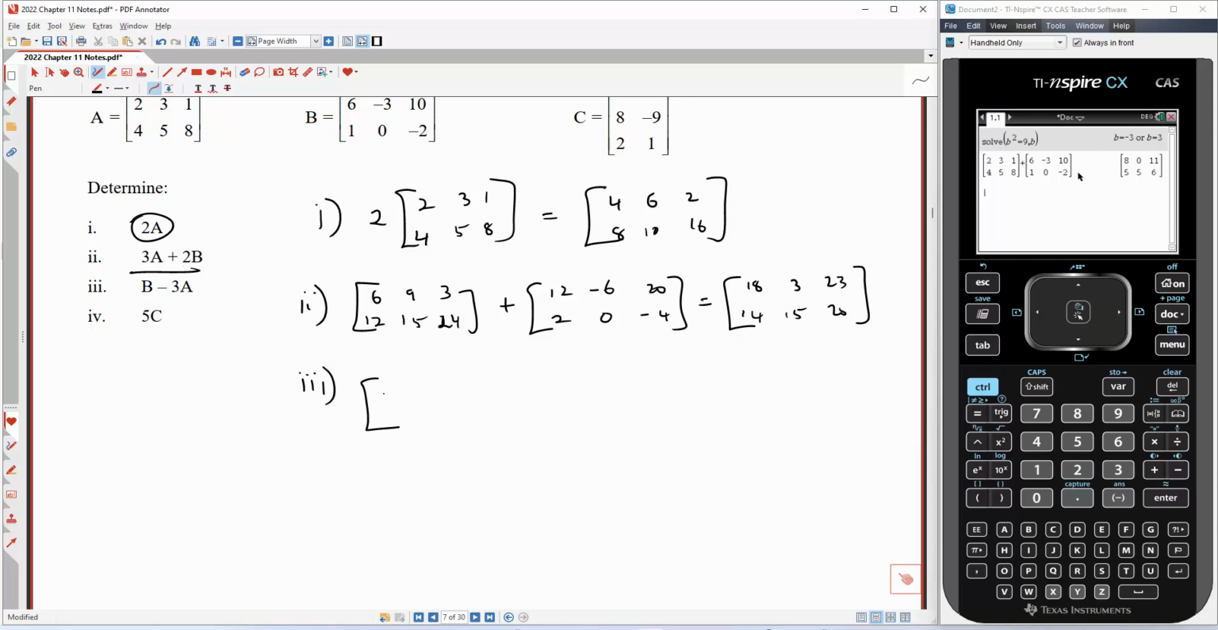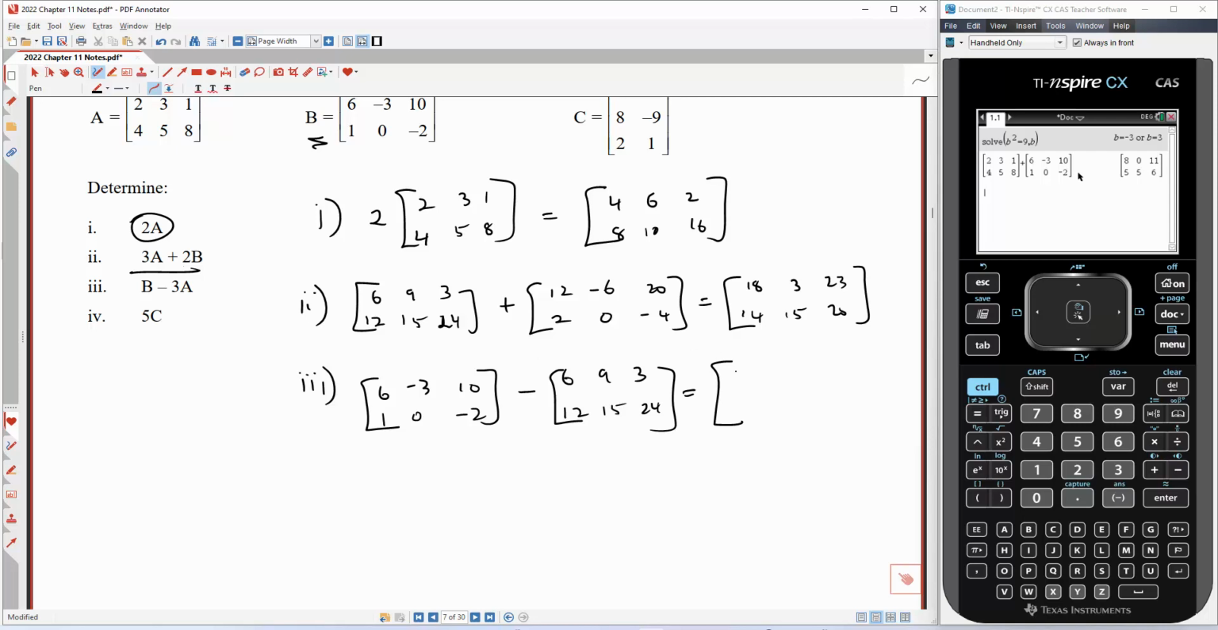All right, now we're going to do B, take away triple A. So that's going to be 6, -3, and 10, and 1, 0, -2. So that's matrix B, this one here. And we're going to remove triple matrix A. So we're going to triple this one, which is, have we tripled that already? Yeah, it's this matrix here. So it's going to be 6, 9, 3, 12, 15, and 24.